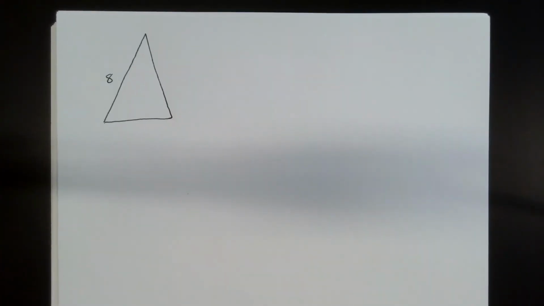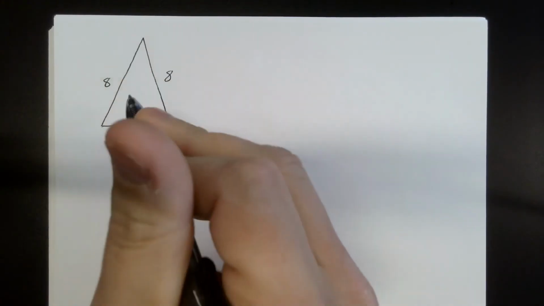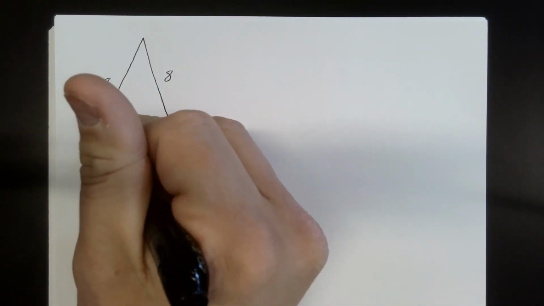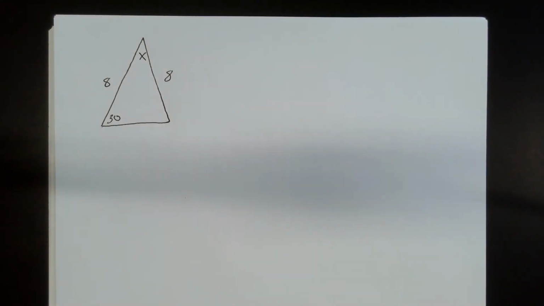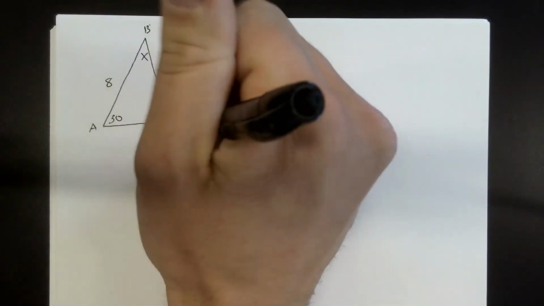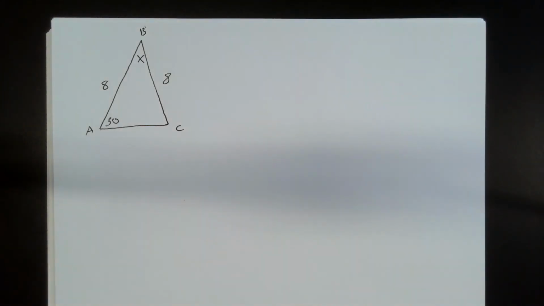Alright, so if I have a triangle like this, and it's blurry still. If I'm told that this side is 8 and this side is 8, and I'm told that this angle is 30, how could I find that angle up there? Someone raise your hand and tell me how I could find it. Let's call this A, B, and C. What do we know, Preston? It is an isosceles triangle. So what else do we know because it's an isosceles triangle?